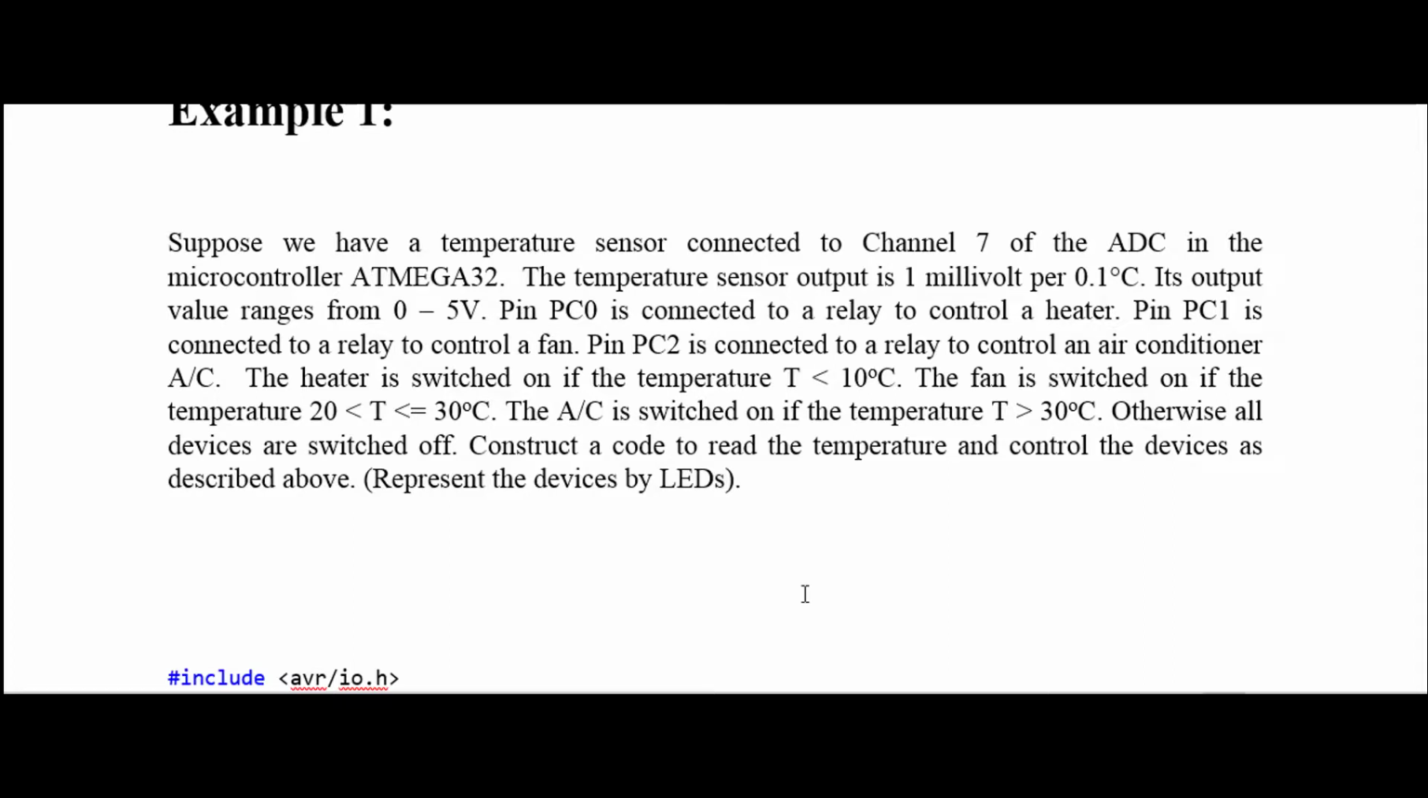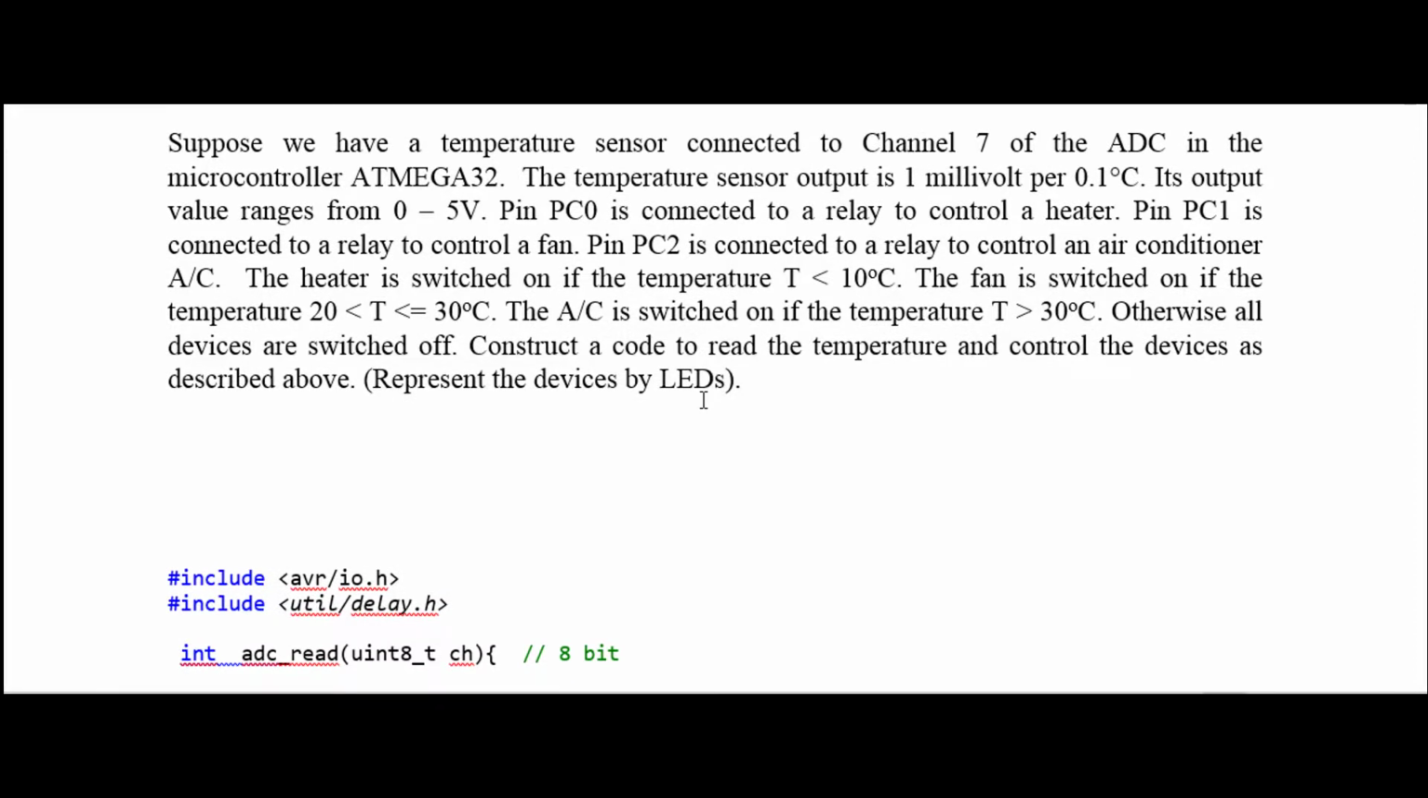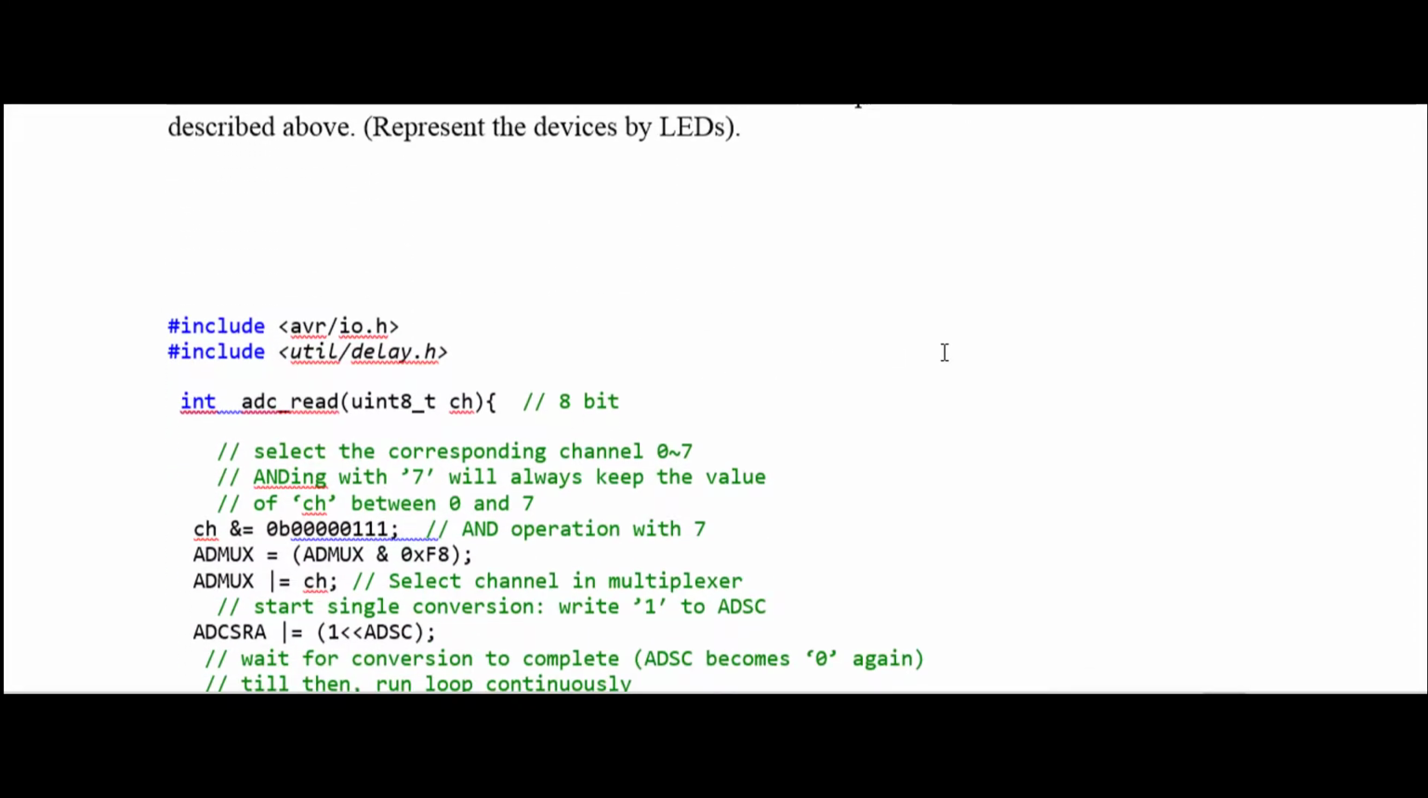So we will construct a code to read the temperature from channel 7. We will connect the temperature sensor to channel 7, and we need to write the code to convert the voltage that will come from the temperature sensor to degrees Celsius. We are not going to use relays, we will just use LEDs to show the output. So let's see how to run the program.